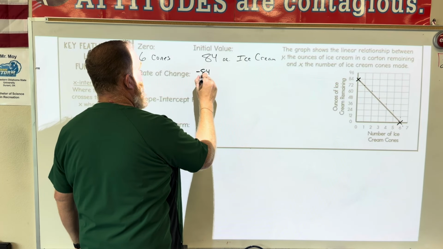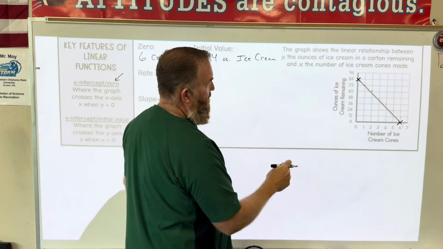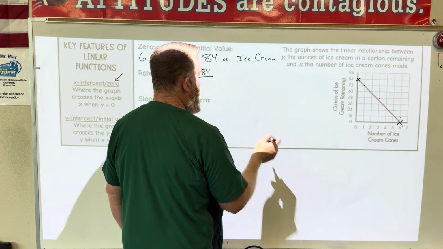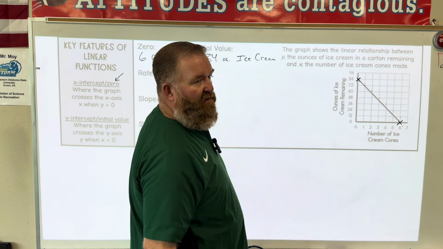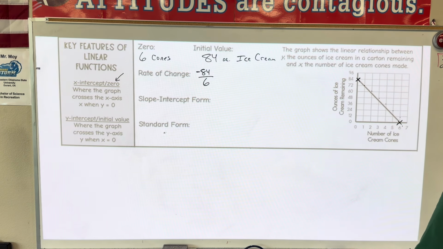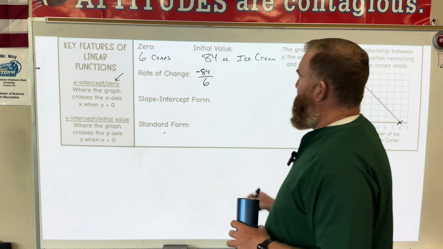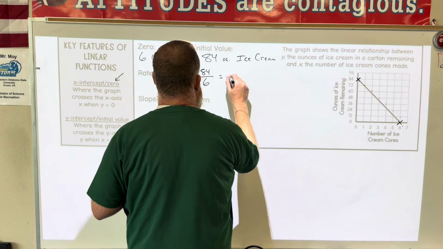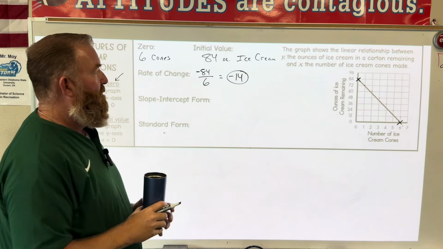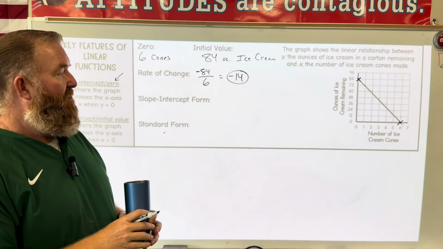So down 84, and I'm going to have to go over what? Say it. It's okay. You're right. 6. Well, 84 over 6, reduce. Use your calculator. What is 84 divided by 6? Negative 14. So my rate of change, we just simplified it, didn't we? My rate of change is negative 14. Okay? Negative 14.